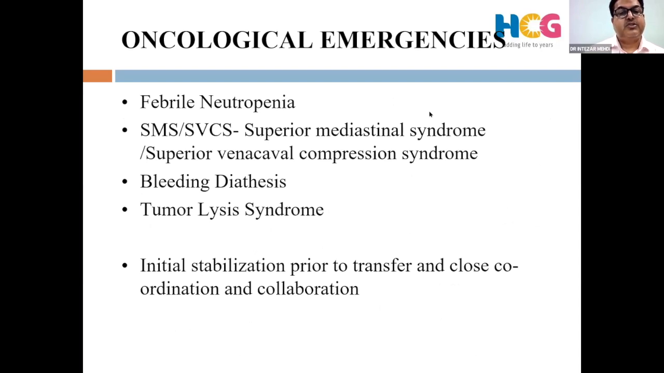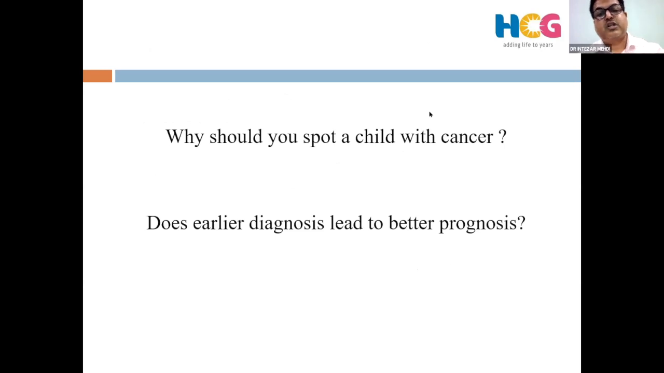And sometimes these children may present with oncological emergencies like febrile neutropenia, severe mediastinal compression or superior vena cava syndrome, bleeding diathesis or tumor lysis syndrome. It's very important that these kids are actually stabilized prior to transfer. Sometimes we have to discuss with the center where we want to transfer. Like, if you are a pediatrician in the periphery and you encounter a child with one of these problems, it's better to stabilize the child and talk to the pediatric oncologist before you transfer, because sometimes we may lose them in transfer.